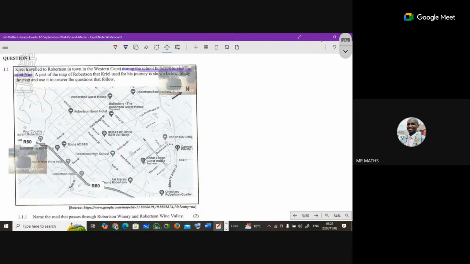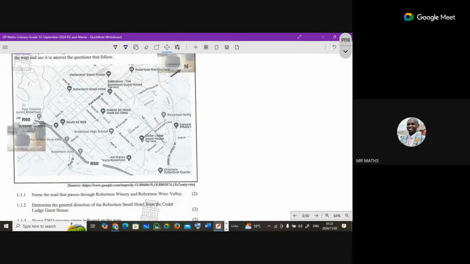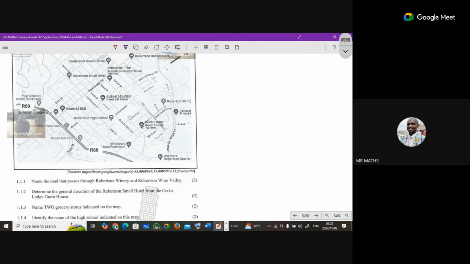Now we are given the map that Thrall used. Let's check the first question. To help us, look at the map carefully. You can browse the map, then check the questions, then come back to the map. Let's check the first one, 1.1.